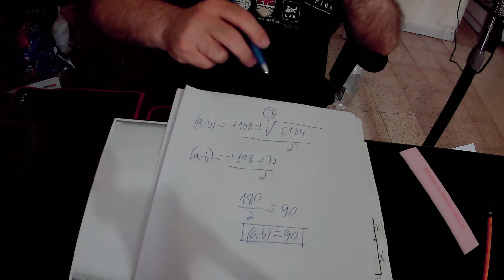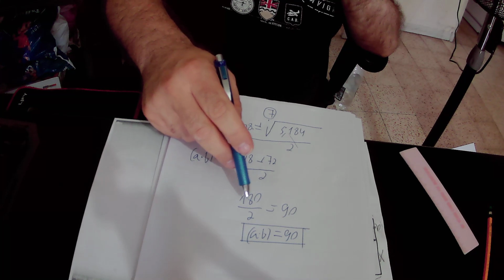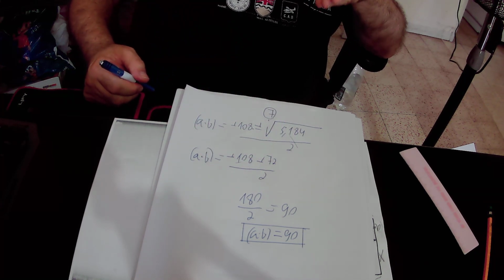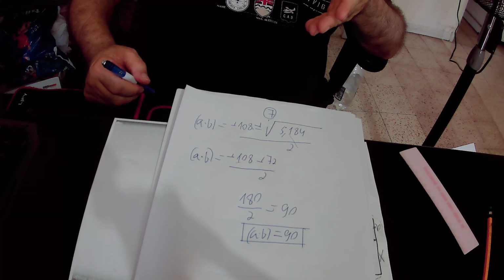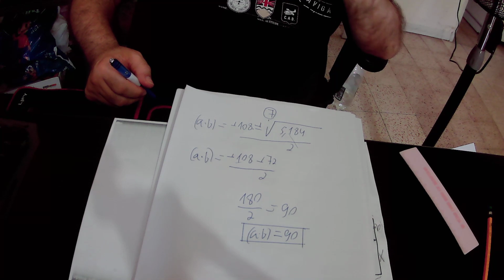Okay, 108 plus 72 equals 180. 180 divided by 2 is 90. So the first solution for A times B is that A times B equals 90 units. That is the area of the rectangle.